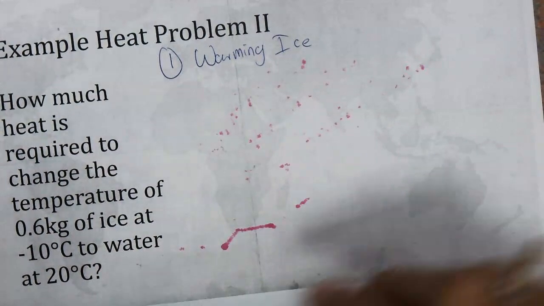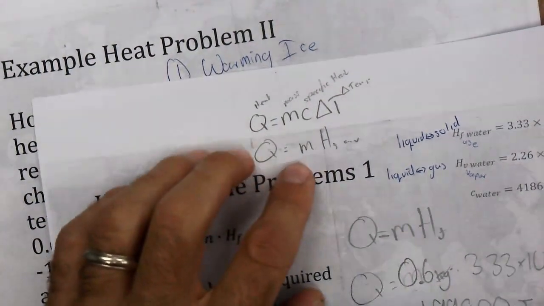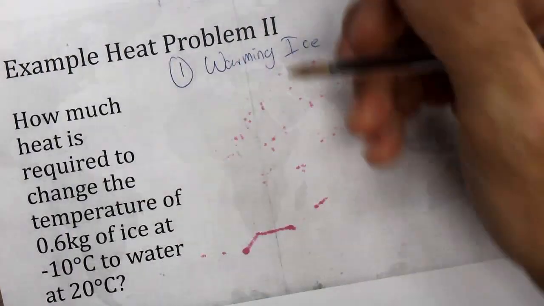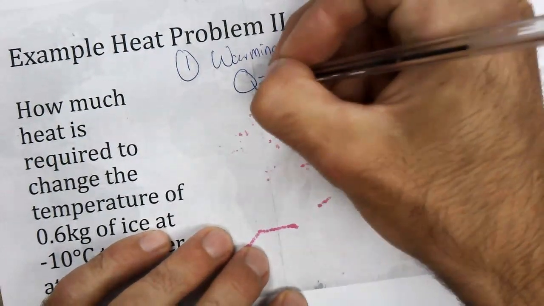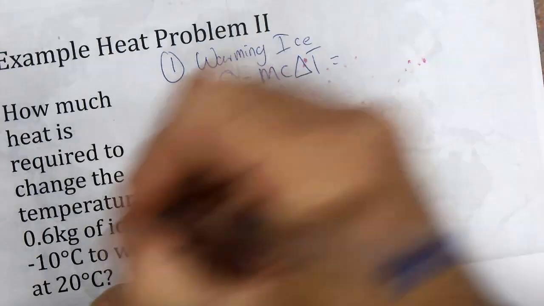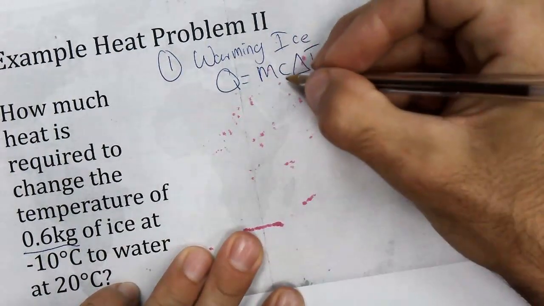So again, you have the 2 equations. Q is equal to mc delta T, or mass times the heat of fusion. I want the first equation because I'm changing the temperature. So it's going to be Q is equal to mc delta T. The mass is 0.6. The C, I need the C.